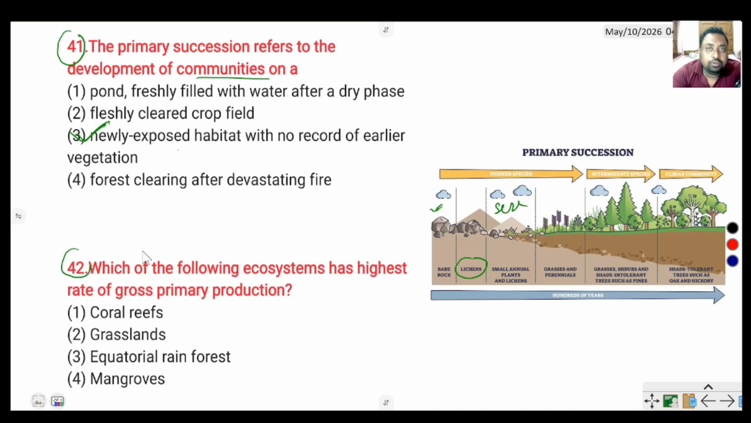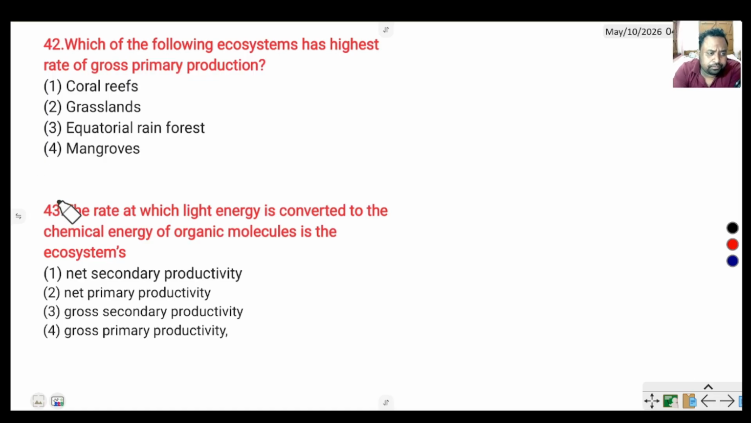Question number 42. Which of the following ecosystems has the highest rate of gross primary production? The gross primary production is highest in the coral reefs. Equatorial rainforest also has an extreme primary production rate. Question 43, 42 also coral reefs.